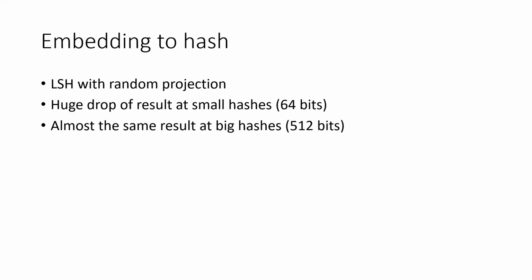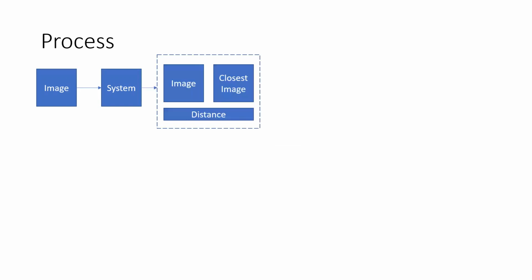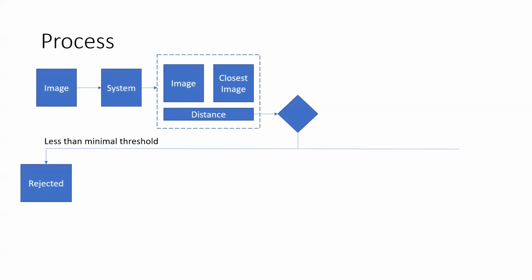So now we understand how the process from images to hashes works, and we need to understand how it helps to fight fraudsters. Let's start with the process behind identifying the fraud itself. First of all, the image goes into the system, and then the system tries to find the closest image to the one we uploaded, and it also calculates the distance between the uploaded image and the closest image. And there can be three different situations here.